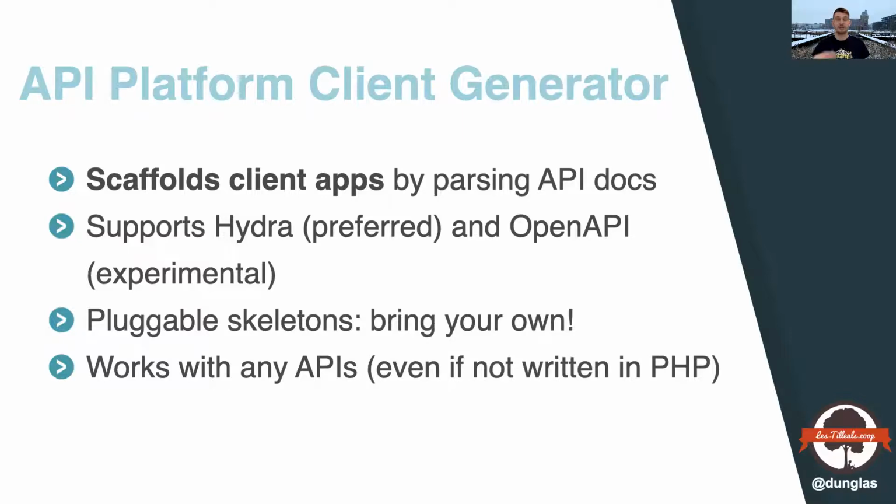Then you can bring skeletons that will be able to use what is described in the API documentation, for instance, all the types and all the URLs, all the relations between the data, all the filters that you can apply, and the validation rules. All these things are described in the API documentation. And so the API Platform client generator will be able to use this data to scaffold a JavaScript application. To do so, you can plug skeletons, and we have skeletons for a lot of existing technologies, including React, Vue, TypeScript to generate TypeScript models, and other things like that.